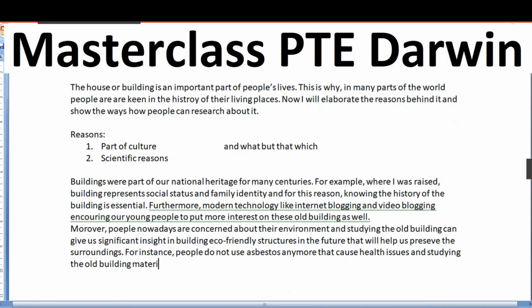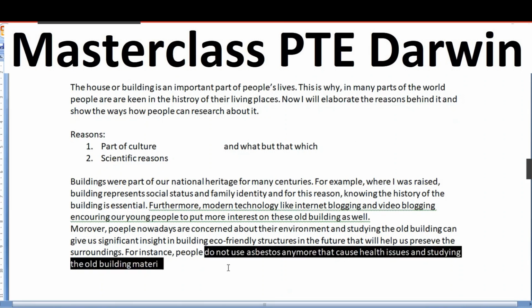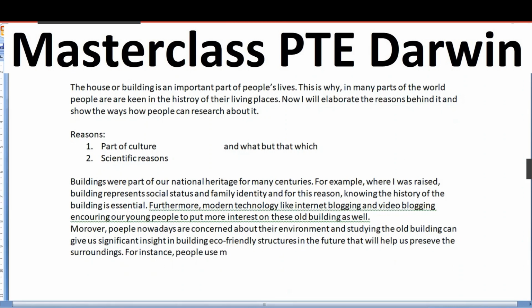Now, this one was about kind of environment. So this one, health issue became like something like for us. So that's another point. So it's about how people harming the building, I mean building harming the environment, but this old building can be good. So we can say people use mud in many Asian countries.